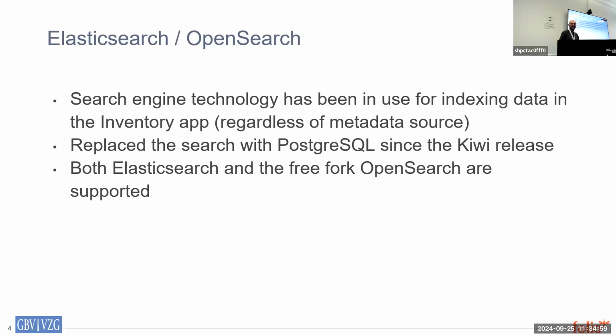Since Kiwi, that seems like quite a long time ago, it has replaced the search that was previously based directly on PostgreSQL. And because Elasticsearch switched their licensing model from being open source or free to being more like proprietary, the community then decided to switch to a free fork that has then been created called OpenSearch. And both are supported. An interesting side note is that Elasticsearch is back and open source again.